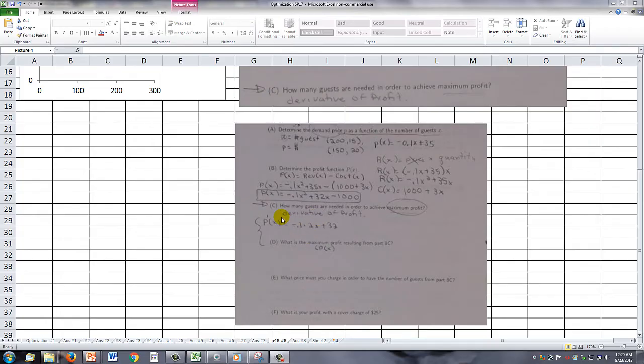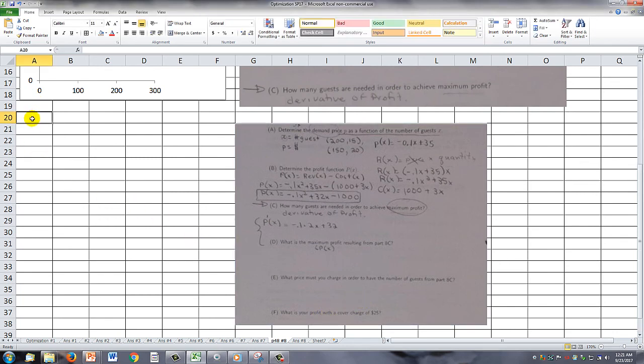Okay, so if you read through the problem one more time, you're looking for how many guests. So we're looking for x to maximize profit. So we're going to need the derivative of profit. What is the maximum profit? So we're going to need the original profit function. What price must you charge to have the number of guests from 8C? And what is your profit with a cover charge of 25?